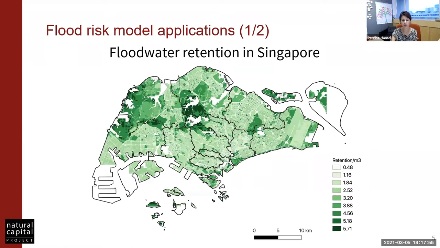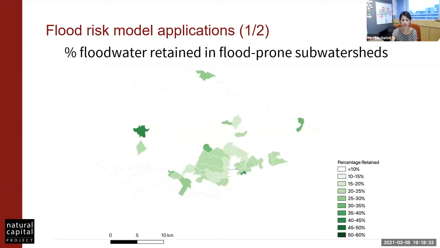So some applications, just to give you a flavor of the type of outputs that the model produces. This is a map of the flood water retention in Singapore. So essentially looking at which areas are retaining a lot of flood water, so do not contribute to flood hazard, as opposed to areas that do not retain a lot of water in lighter shades of gray. So this is an output at the pixel scale. You can see it's very fine resolution. And we can also aggregate these data at the sub-watershed level, like in this map here. And we can also focus more specifically on these areas that are flood prone.